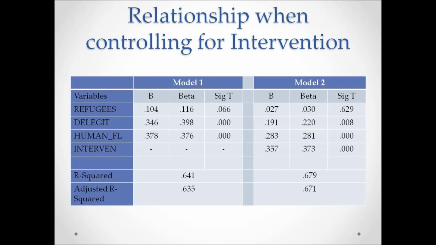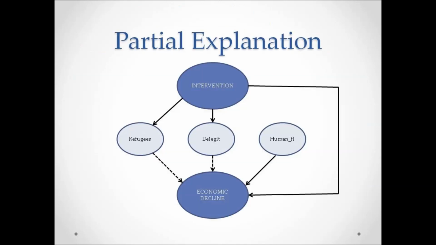Human flight, on the other hand, still remains a strong predictor of economic decline, as it holds its t-ratio of 0.0 and was not affected enough by the inclusion of external intervention under the rule of thirds. As expected, external intervention received a high b-value of 0.357 and a beta of 0.373, indicating a strong relationship between it and economic decline. The elaboration model that we put forward was explanation.